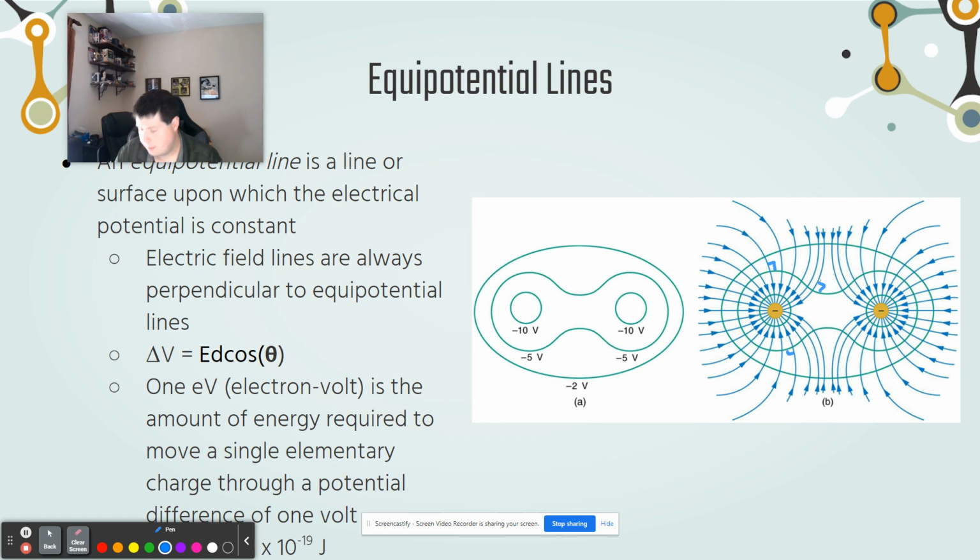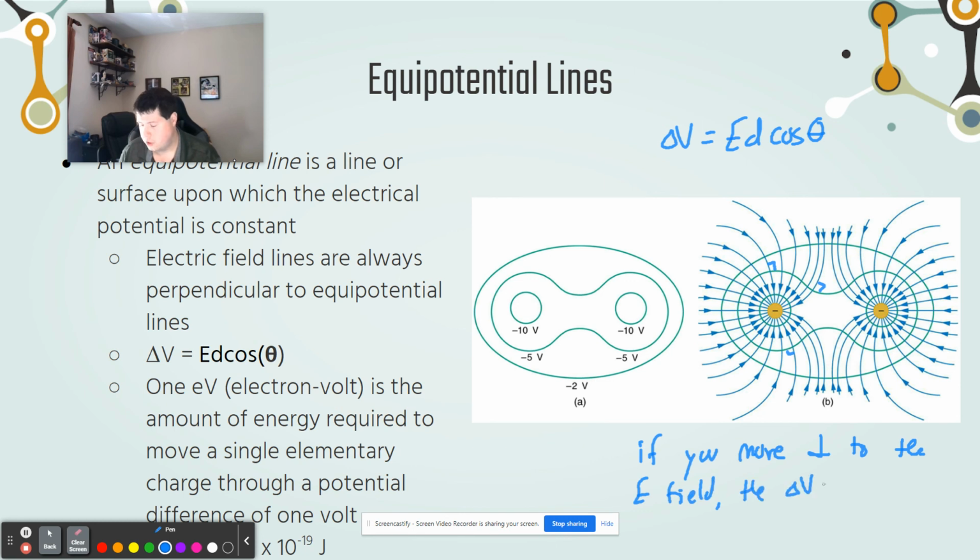And that is not an accident. Remember that the change in voltage is E d cosine of theta. So if you have a 90-degree angle, if you move perpendicular to the electric field, the change in voltage is 0, aka an equipotential line. So there is no change in voltage. There'd be no work done in moving a charge along an equipotential line because it is perpendicular to the electric field. So that's the relationship between those two here.